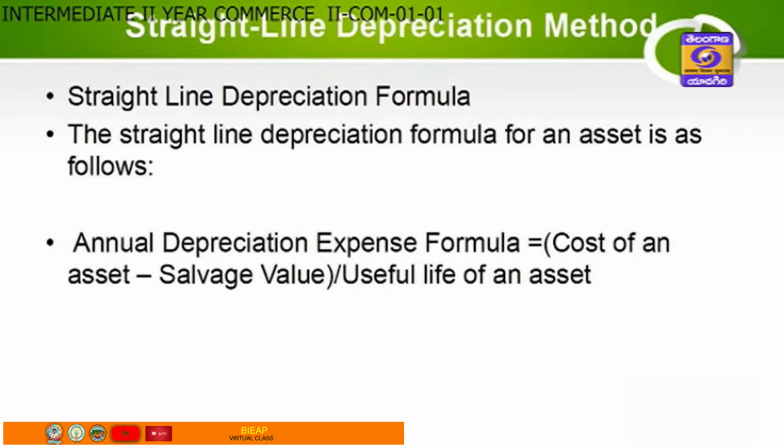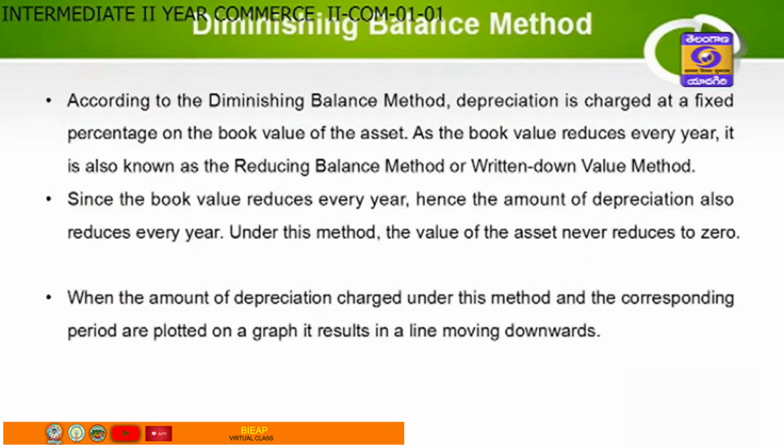Under straight line method, or under fixed installment method, or under original cost method, the depreciation amount for the entire year will be a fixed one and it will not be changed. And the second one is diminishing balance method. The other names for diminishing balance method are reducing balance method, reducing installment method, or written down value method. You can make use of any one of these words instead of diminishing balance method.